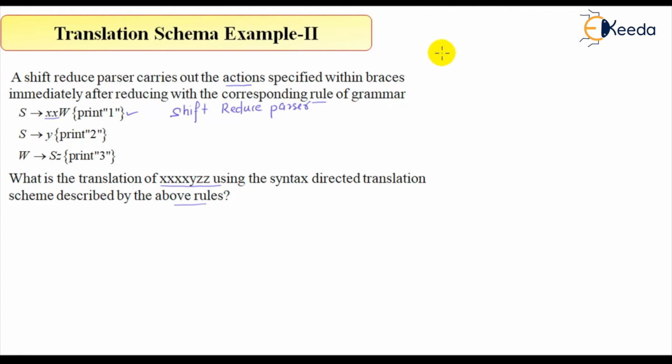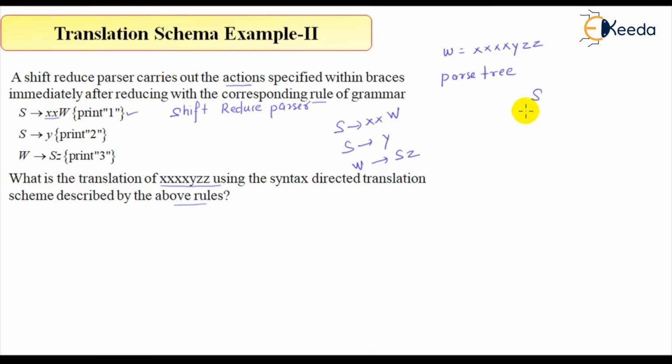So my w is xxxx y and 2 times z. What we need to do is first draw the parse tree. Drop the semantic rules, though they are at the end: s derives xxw, s derives y, and w derives sz. So let's draw the parse tree first.